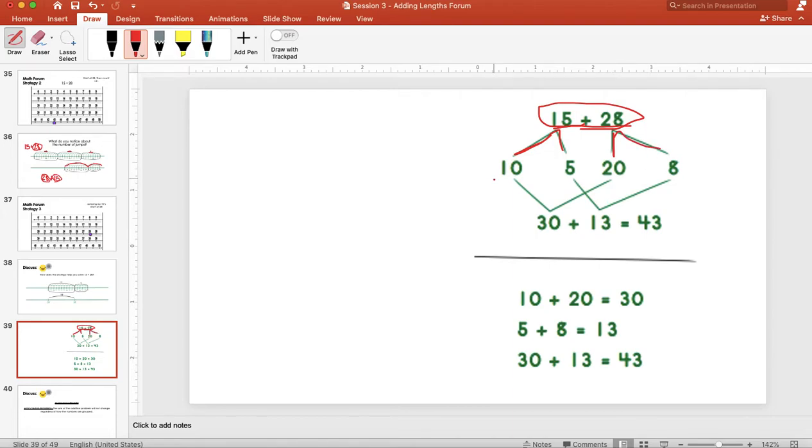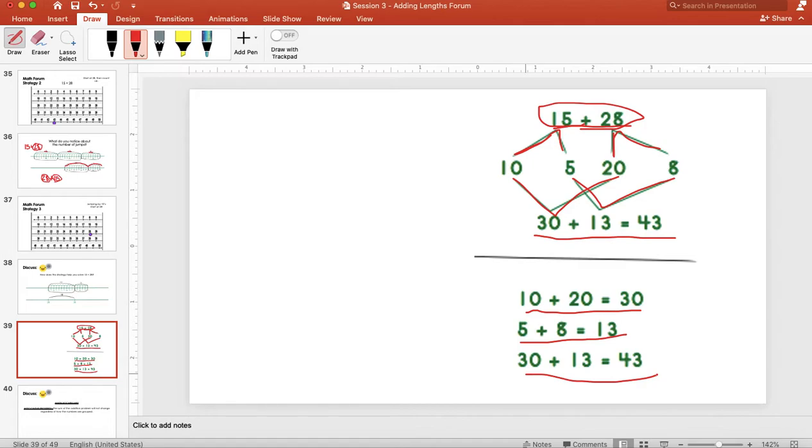From there, I'm going to add my 10s, my 10 and my 20, together. So 10 plus 20 equals 30. And then I'm adding 5 plus 8, which equals 13. And then I can easily add those together to get my answer of 43. So that's another way that we can break it down. And this kind of tells you how I did it. 10 plus 20 is 30, and then 5 plus 8 is 13, and then 30 plus 13 is 43.